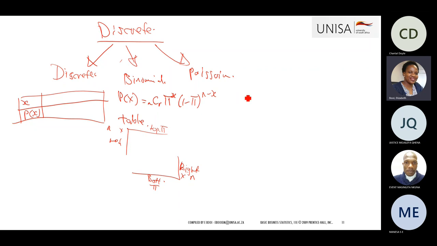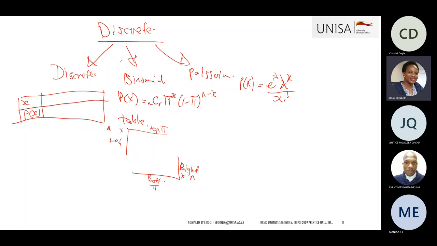For a Poisson as well, the probability of X is equal to e to the power of minus lambda, times your lambda to the power of X, divided by your X factorial. You need to be able to calculate that probability by using that.